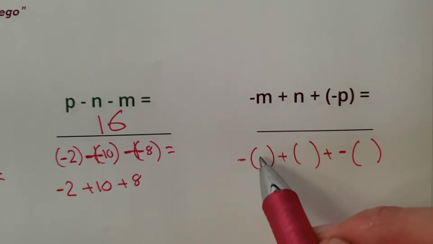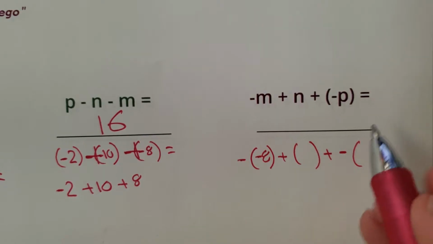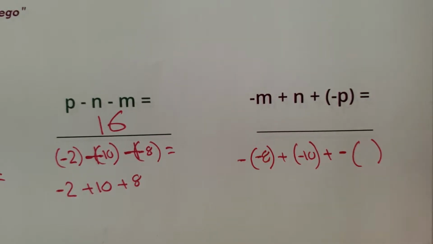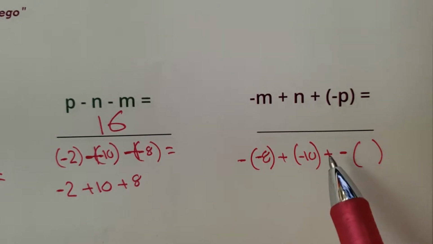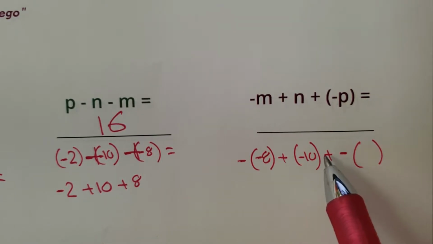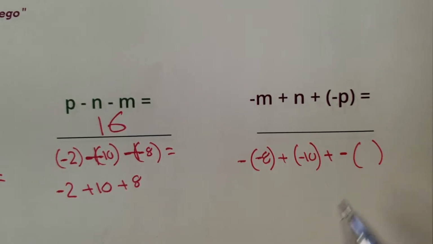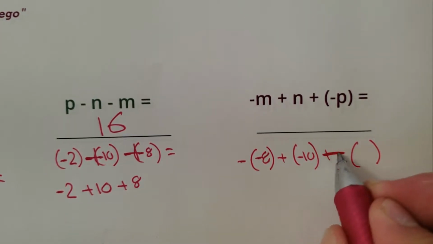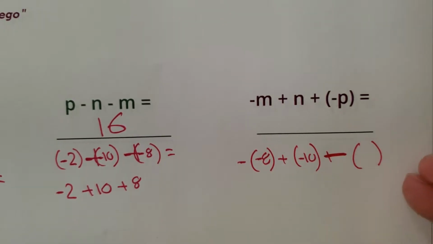Plug stuff in. M was -8. N was a -10. Adding a negative now. Another life hack. You could just go minus. Adding a negative is just subtraction. You could just make a subtraction there. So I'll probably do that right now. Minus P, -2. Okay, let's simplify.